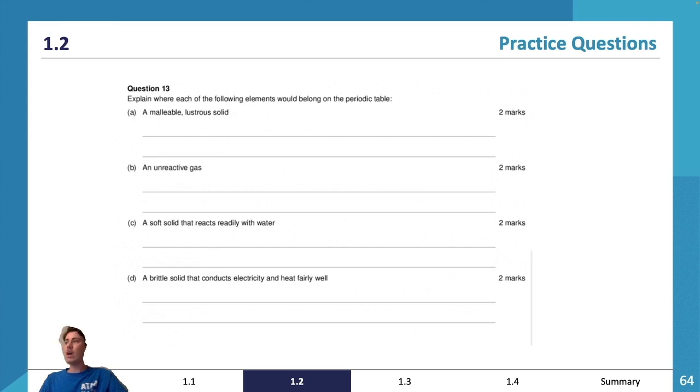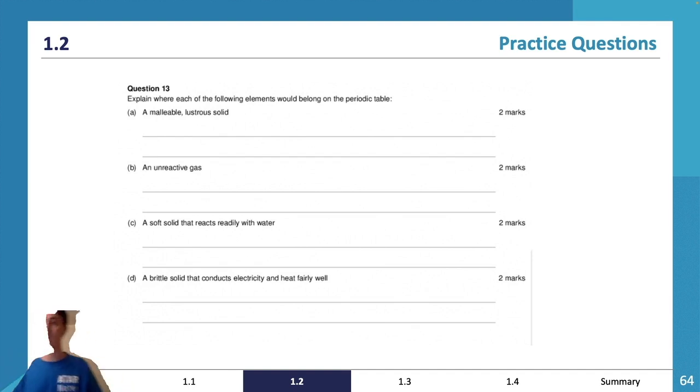All right, now we have another one. Explain where each of the following elements would belong in the periodic table. A malleable and lustrous solid, an unreactive gas, a soft solid that reacts readily with water, a brittle solid that conducts electricity and heat fairly well. So what parts of the periodic table are going to explain each of these?